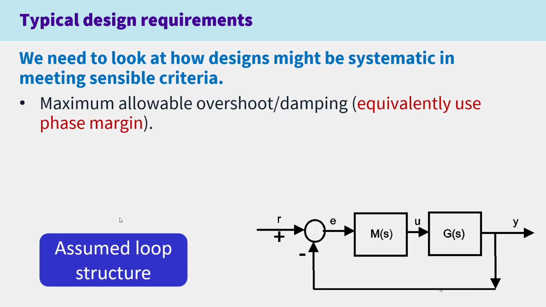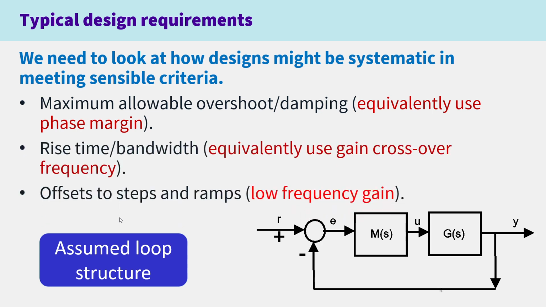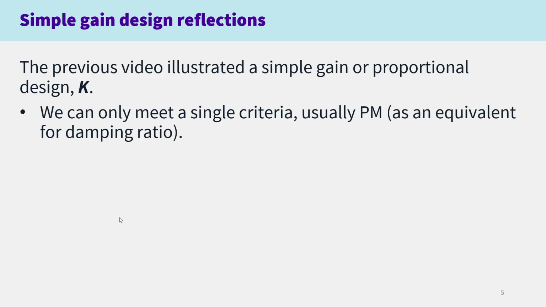Typical design requirements then. We might use things like a maximal allowable overshoot, but equivalently in frequency response, we'll use the phase margin. We might be interested in the rise time or the bandwidth, and so equivalently, we're going to use the gain crossover frequency. And similarly, we're interested in offsets to steps and ramps, which is equivalent to a low frequency gain criteria.